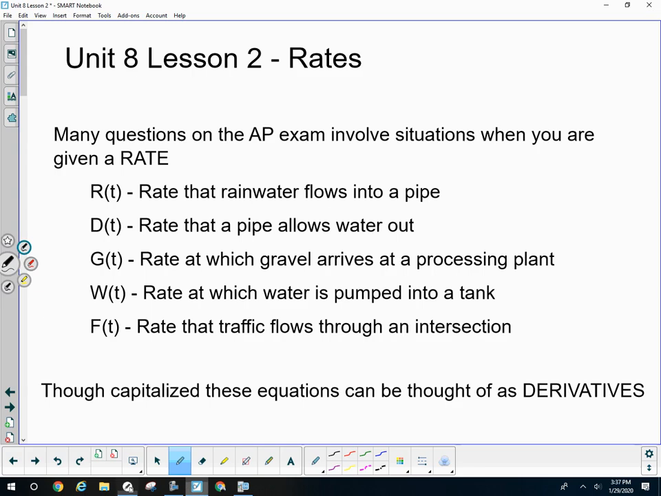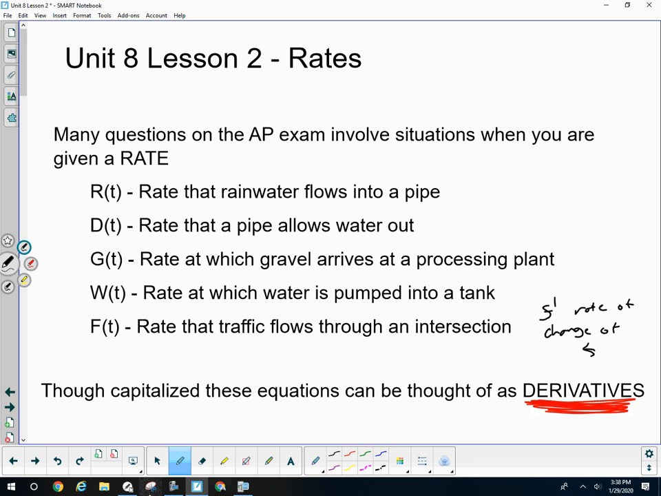Okay, when we think of rates, even though all these letters are capital, you had capital R, capital D in the problem, we can think of these as derivatives. Rates of change of totals. Just like how we think F prime is the rate of change of F. These are rates of change of the totals. F prime tells us how quickly F is moving up or down. Talk about slopes of F. These are like the slopes of the totals.